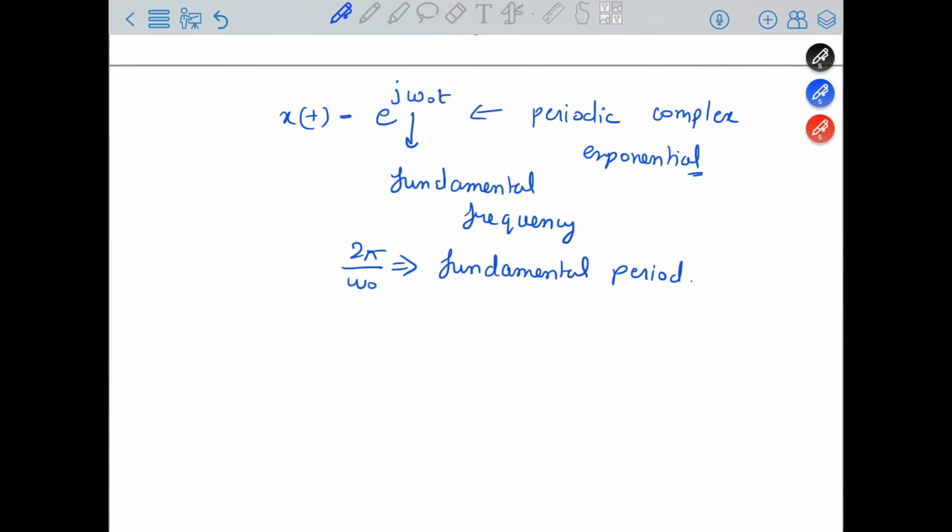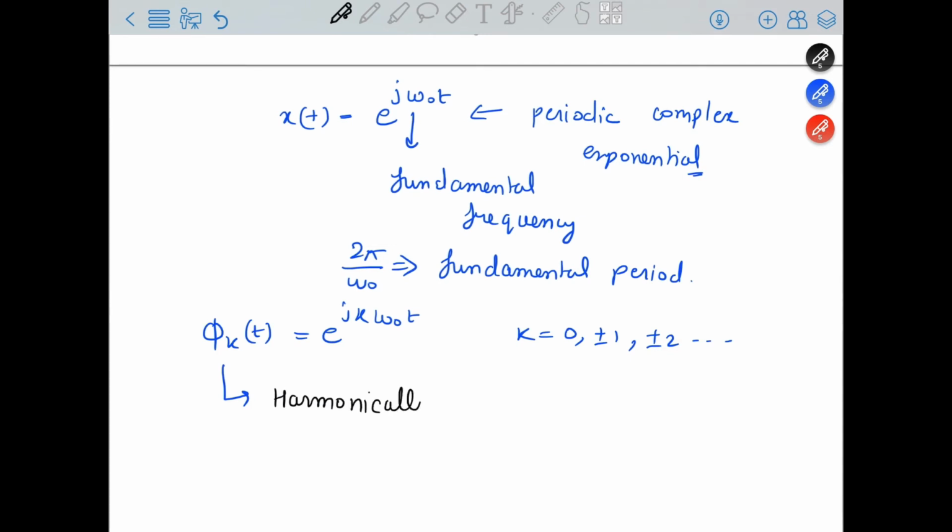Now we will represent phi k of t as e raised to the power j k omega naught t. Here k will vary over 0, plus minus 1, plus minus 2, and so on. So what does this phi k represent? It represents harmonically related complex exponentials. Varying the value of k will generate different harmonics. So this represents harmonically related complex exponentials.